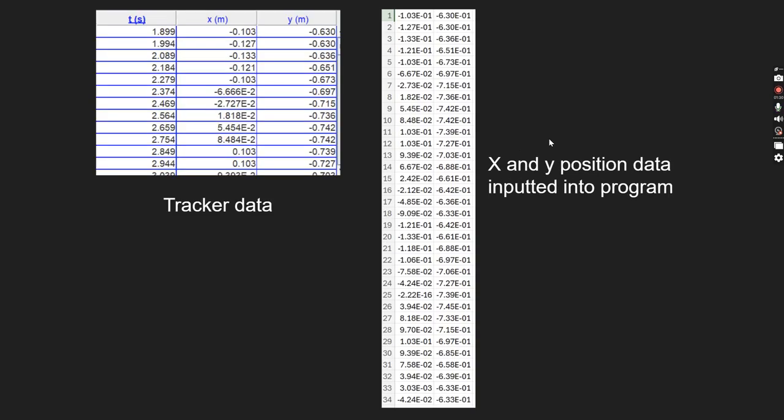Tracker outputted this data, which I exported into an Excel spreadsheet and isolated the X and Y values into a separate spreadsheet in order to import the X and Y position into the program.